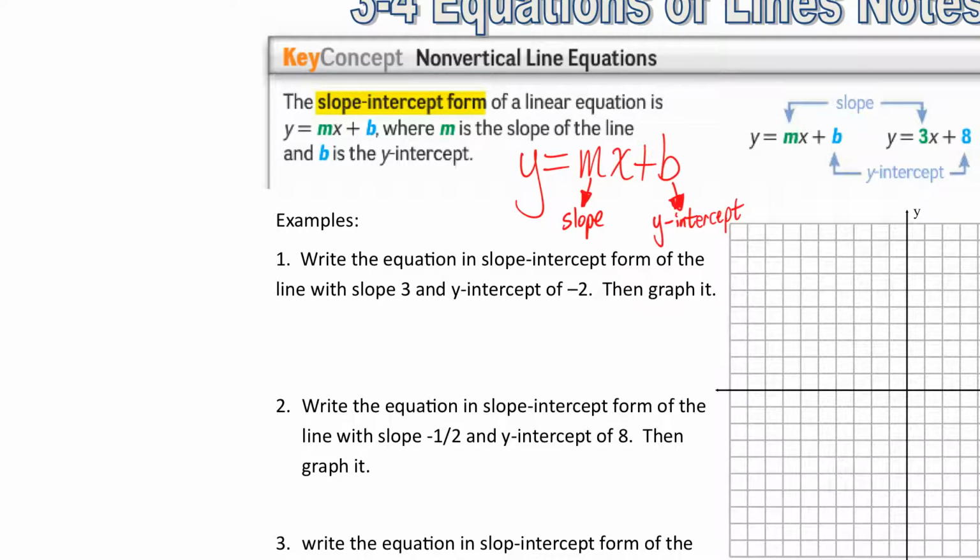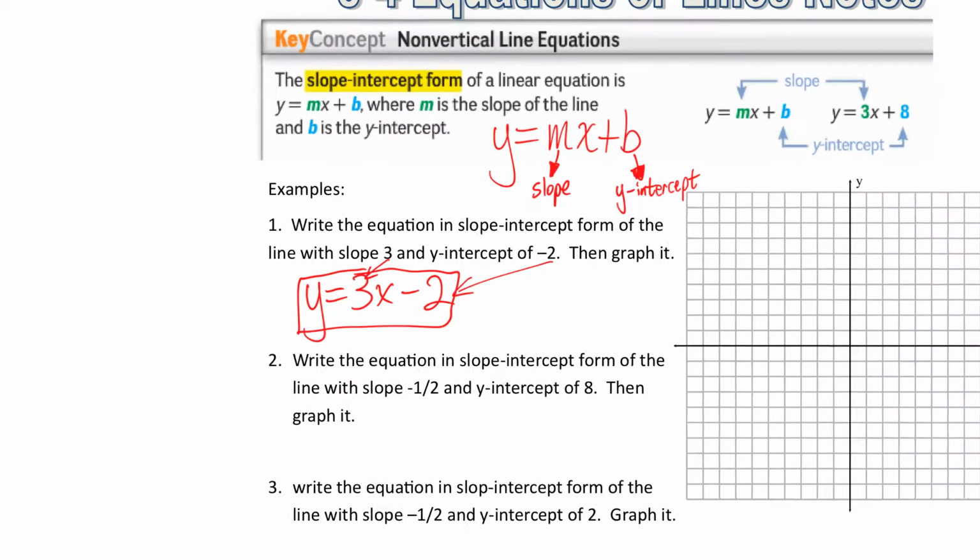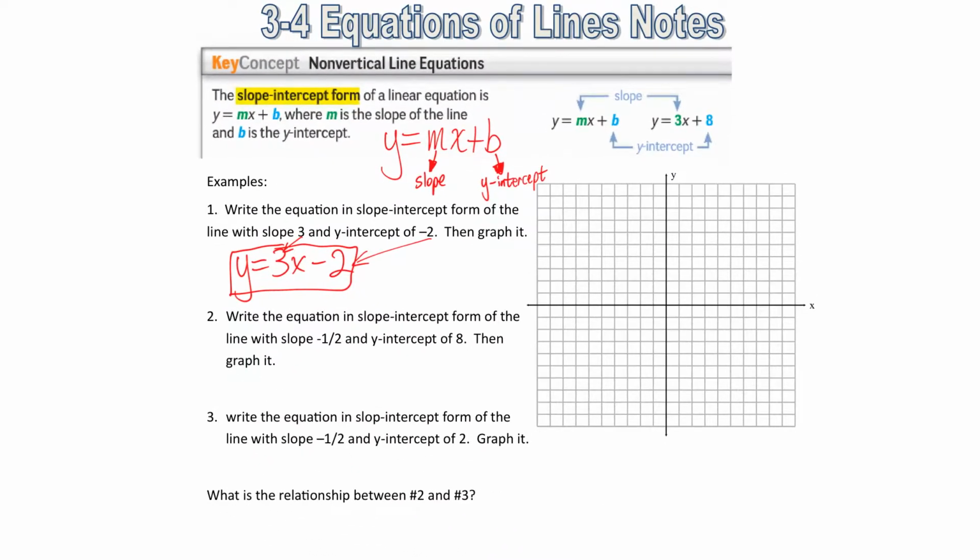So the slope is 3, and it has a y-intercept of -2. So if I take that information and put it into the slope-intercept form, what's it going to look like? Y equals 3x minus 2. Good. The slope goes right here. The y-intercept goes right there. So that's my equation. Now what I want to do is graph it.